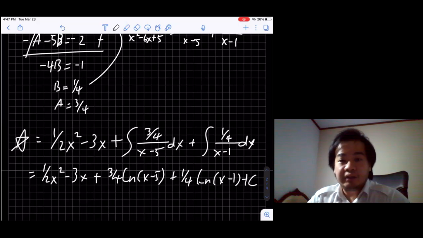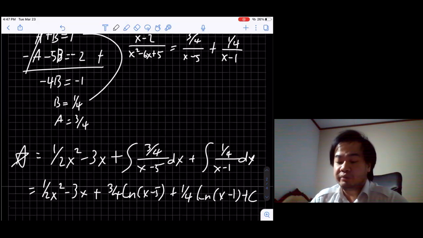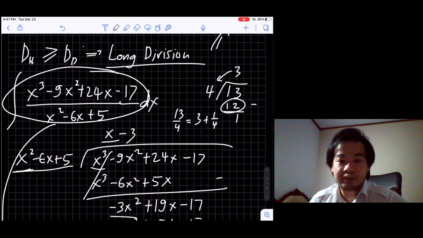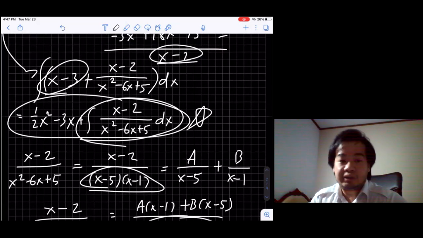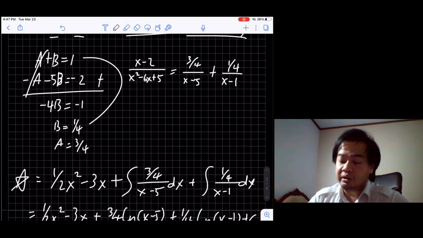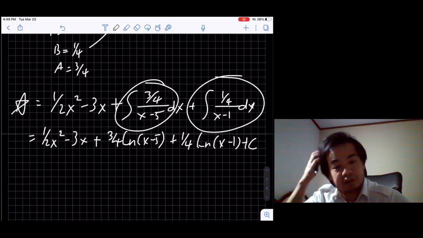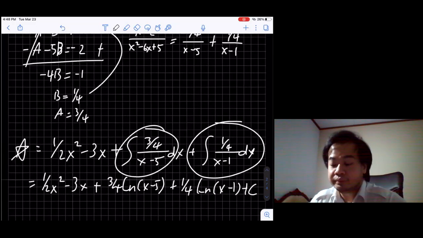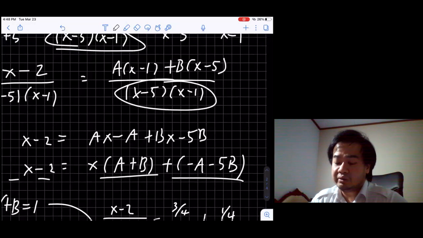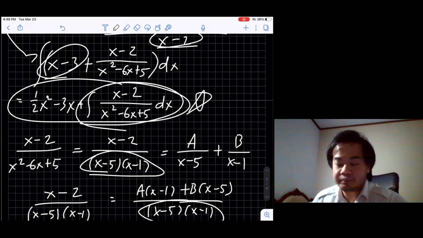Remember, if the degree of your numerator is equal to or greater than the degree of the denominator, you need to perform the long division first, and after that, you split the fractions into partial fractions, which are smaller fractions, and then the integration will be easier. It's easy to integrate this, which is just ln x minus 5 with the coefficient, ln x minus 1 with the coefficient. It's much easier than integrating x minus 2 over x squared minus 6x plus 5 dx.